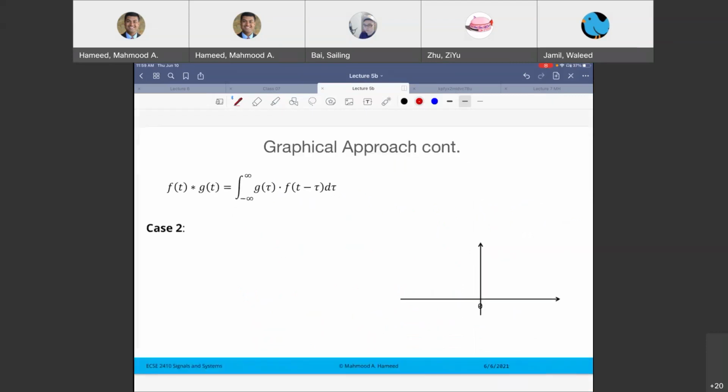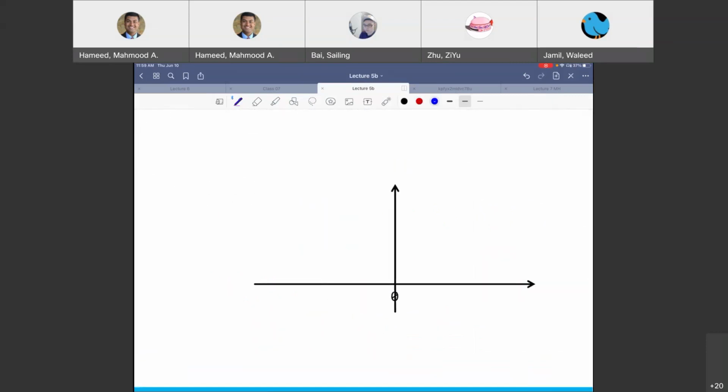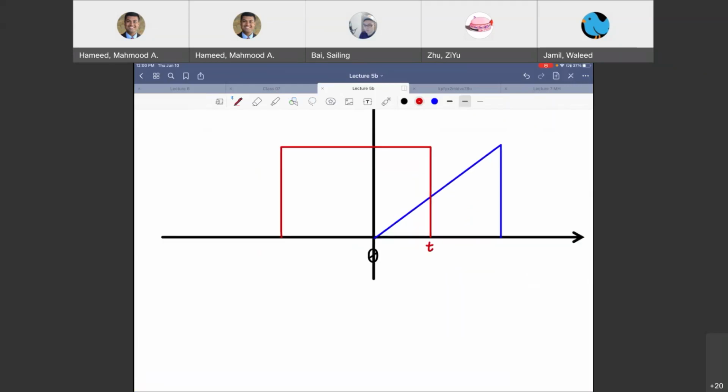So in case 2, let's put it in. g of tau is over here. And now you are saying that it is going to accumulate, right? Something like this. This is t plus 1. What is this? This is t minus 1. This is 0. This is 3. The place where it is overlapping is right here.